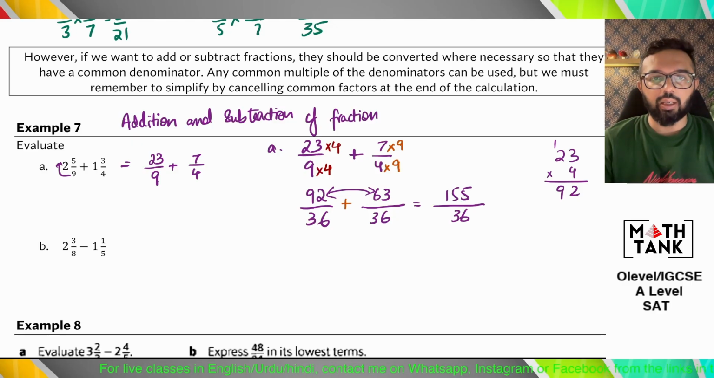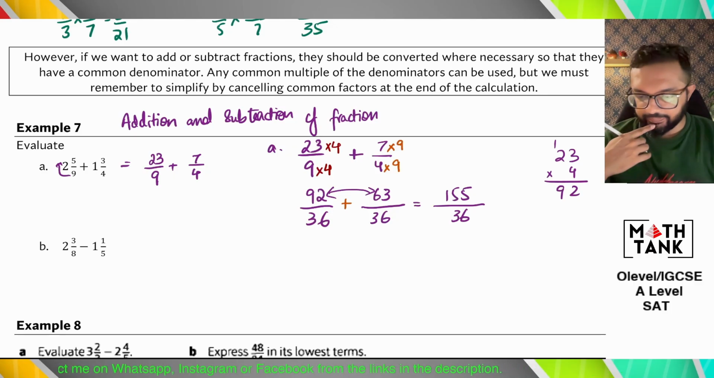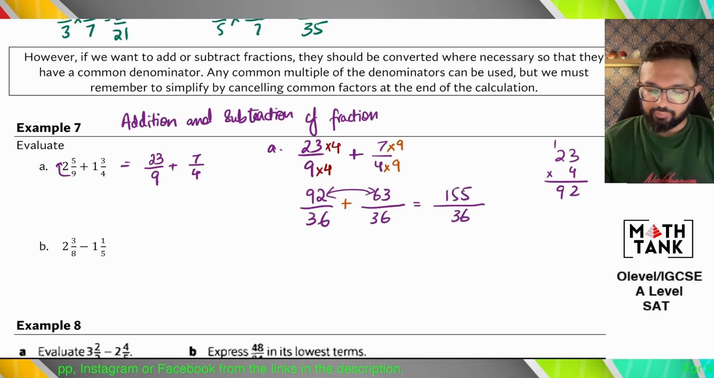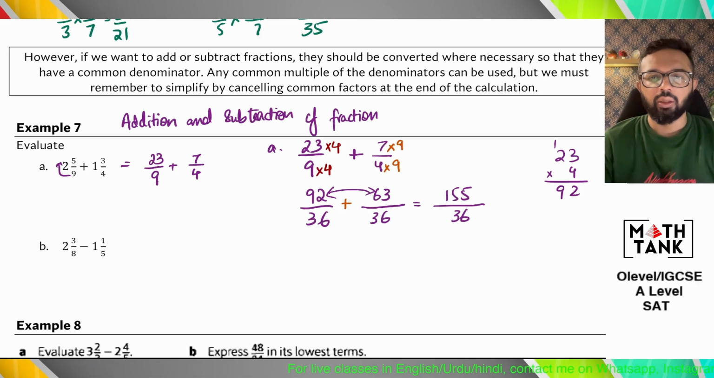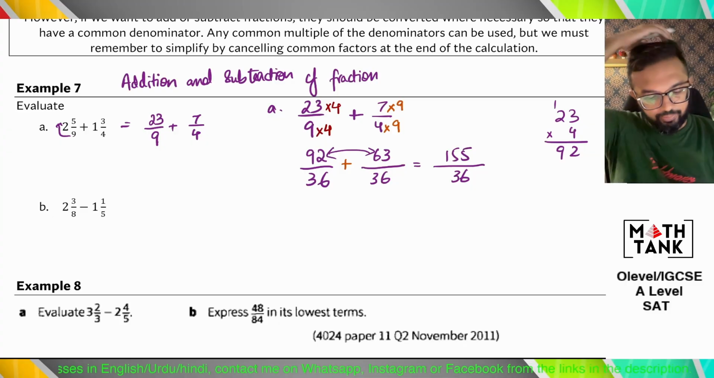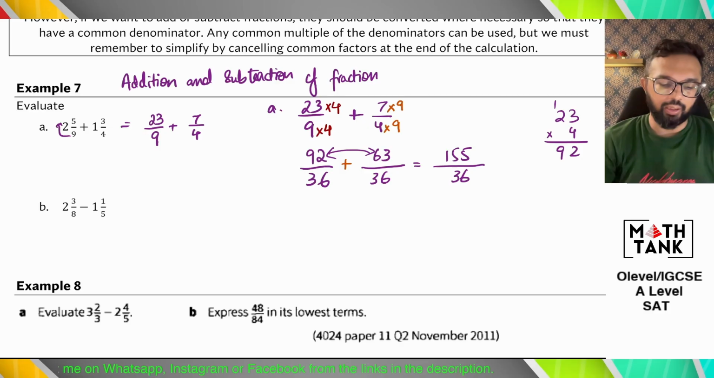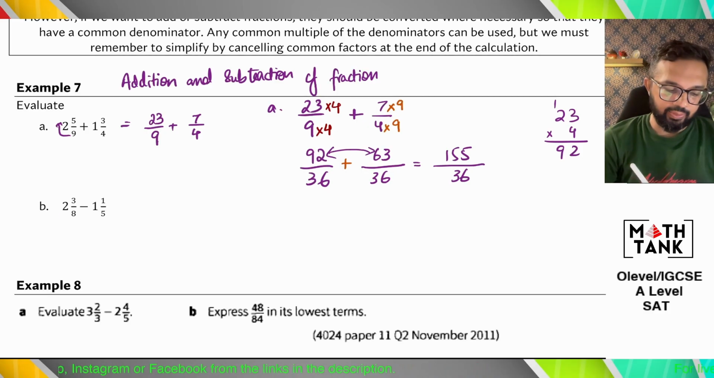Now at the end, what you have to think about is whether I can reduce this answer. 3 times 12. No, I think that should be the final answer, 155 over 36. I can change that to a mixed number if I want to. I can't reduce it by 2. I can't reduce it by 3. We'll talk about rules of divisibility later on in a separate topic. Okay, let's try subtracting this one now.